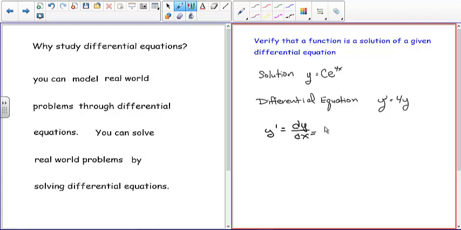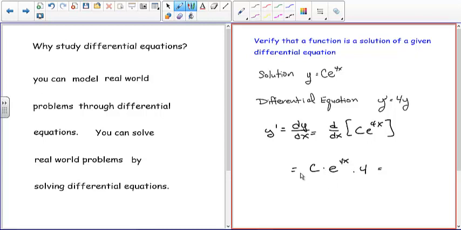To find y prime, all I do is take the derivative of y with respect to x. So that's the derivative with respect to x of the function c e to the 4x. That c is a constant, so that would come outside. And then you'd use the chain rule. So the derivative of e to the 4x would be e to the 4x times the derivative of the exponent, which is 4.